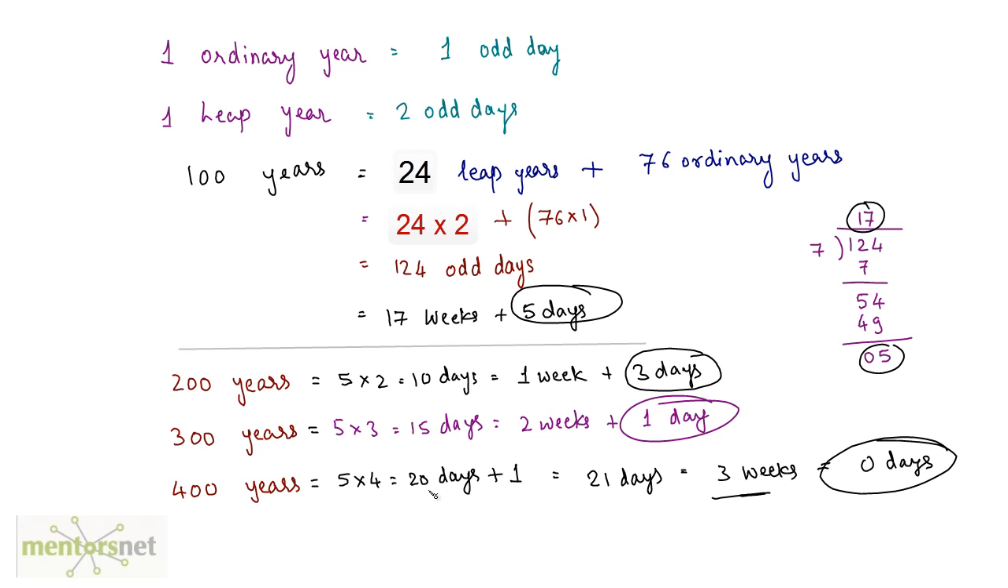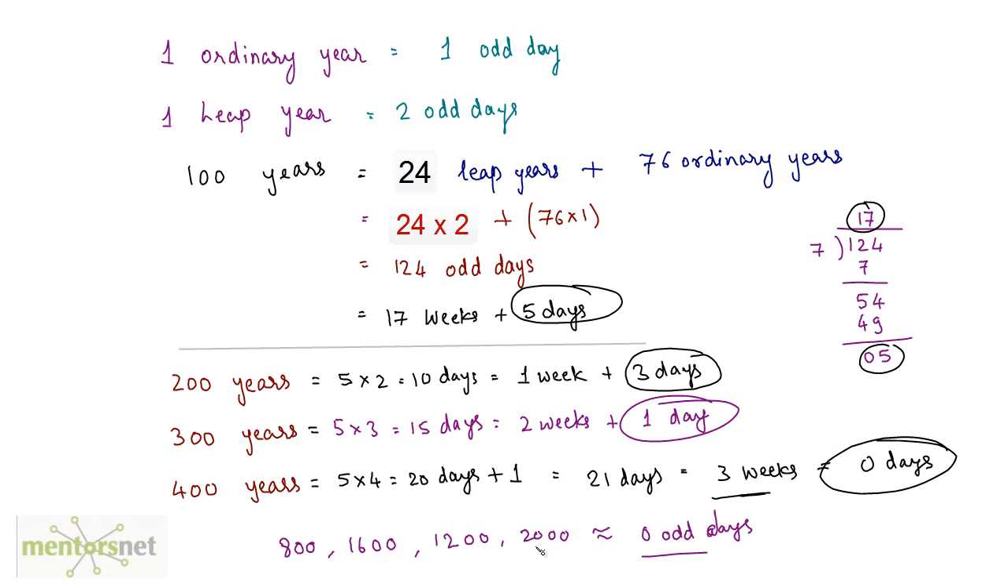Now we've got the number of odd days in 400 years. So any year that is a multiple of 400 will have 0 odd days. So 800 years, 1600 years, 1200 years, even 2000 years will have 0 odd days. Right? I hope you got the point.